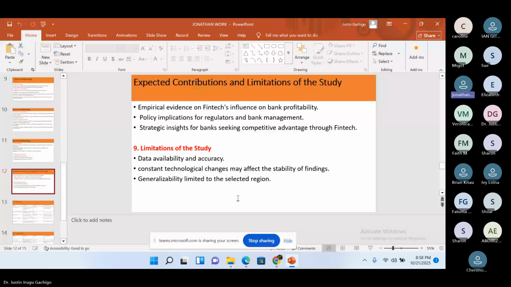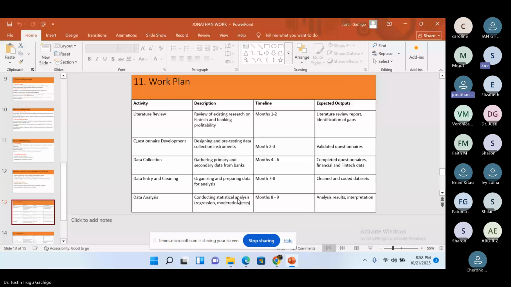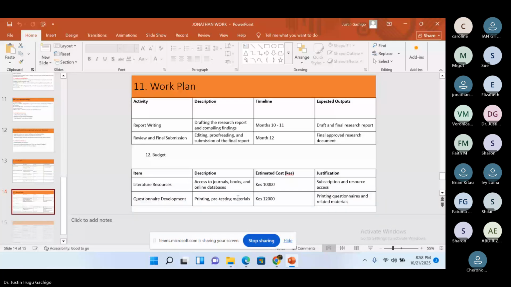Then there is a work plan there, well indicated. And then there is also the budget that I will use, that will cost me around 90,500. Thank you, Mwalimu.